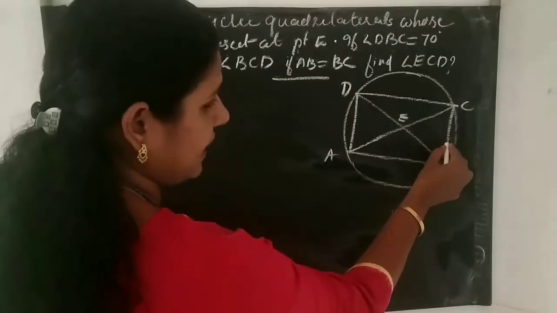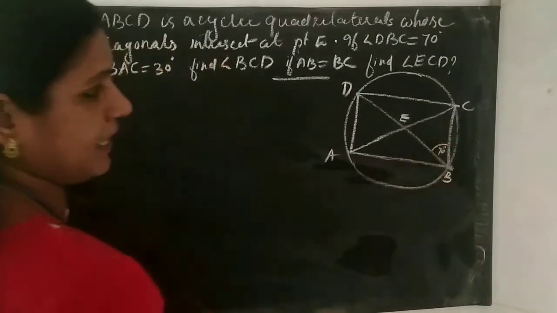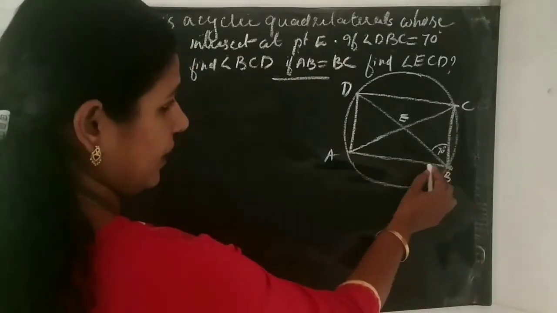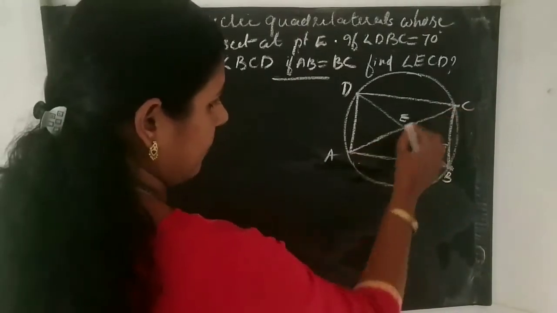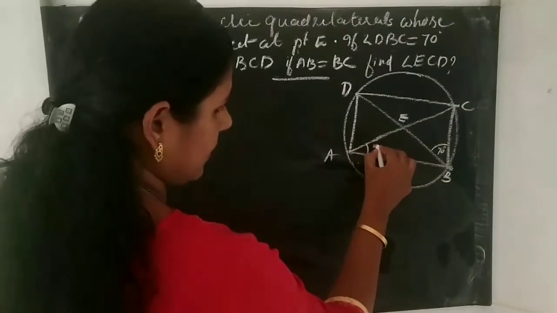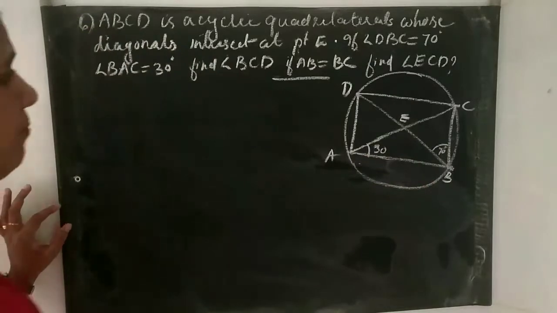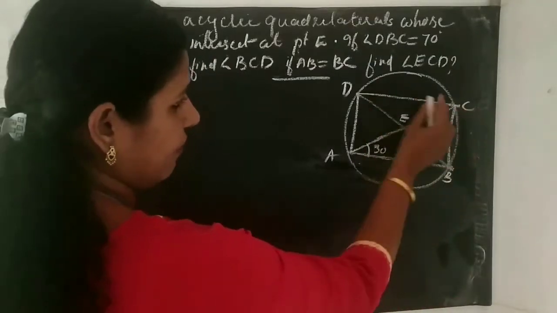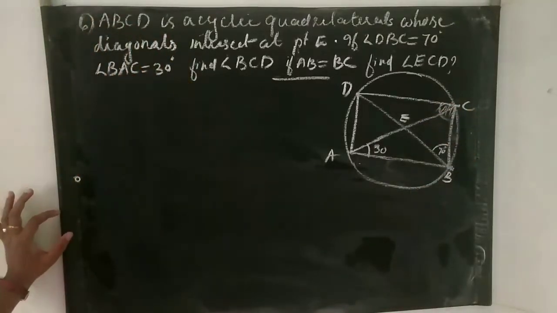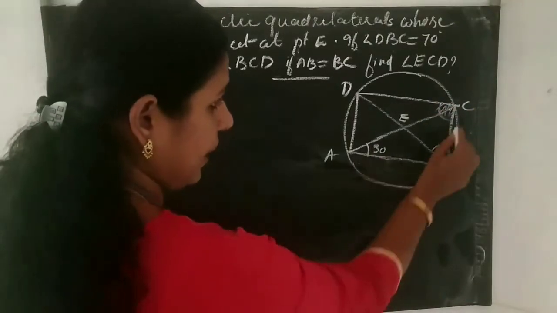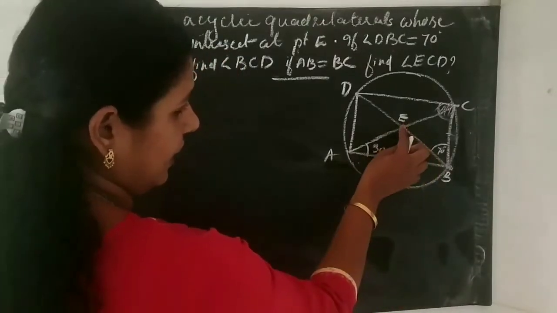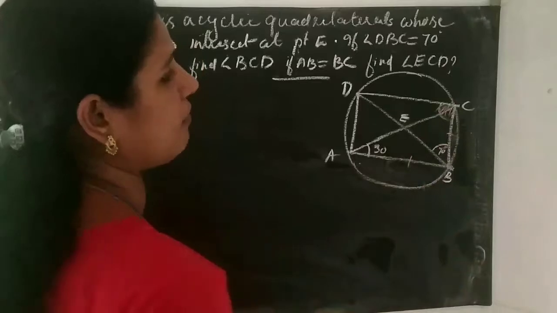Then DBC equals 70 degrees. This is 70 degrees. BAC equals 30 degrees. This is 30 degrees. Then find angle BCD. We have to find this angle. And if AB equals BC, then find ECD. Where is ECD? This one also, you have to find this one also.